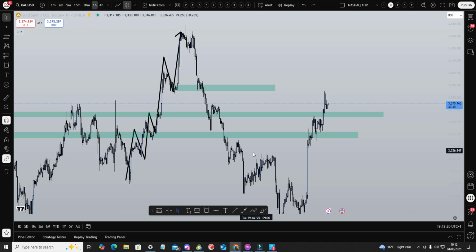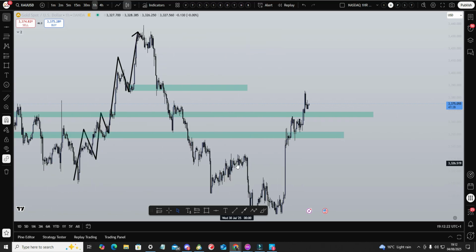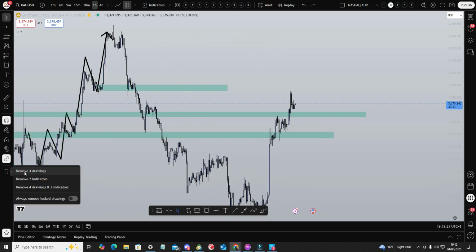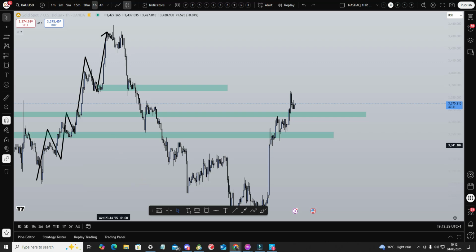So let's go back to the video. Now, once you've marked out the zones, this is where people, I believe, go wrong. Let me just bring myself into this. This is where I believe people go wrong, and they go wrong a lot.